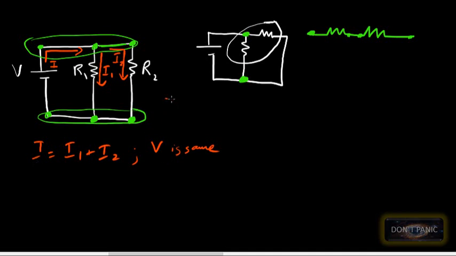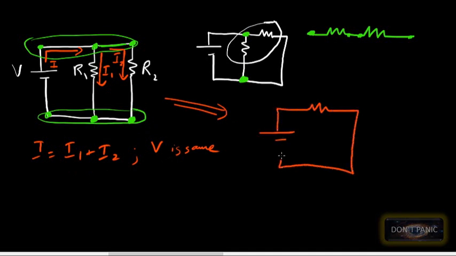So then you can redraw this circuit as a circuit with a single equivalent resistance. So this is your V, this is your equivalent resistance, and this is some current going through it. Now this current that's going through this R equivalent is the current that the battery is producing. So you simplified these two R's into a single one, and what you're left with is this current. So this current is equal to V divided by R equivalent.